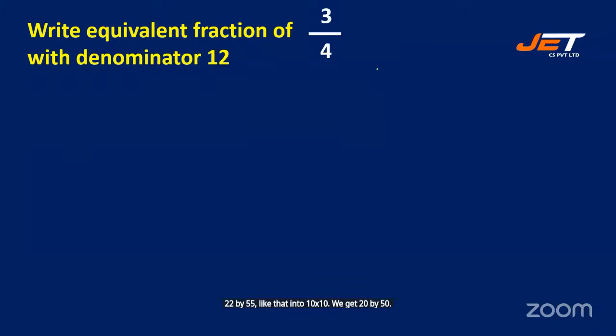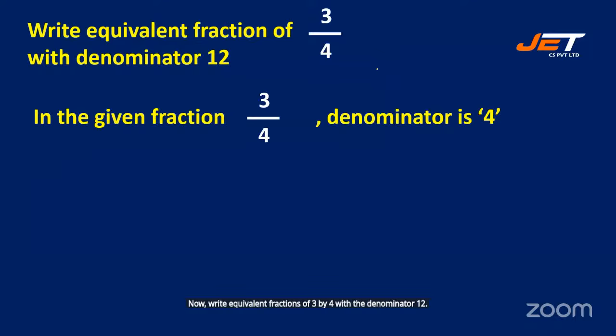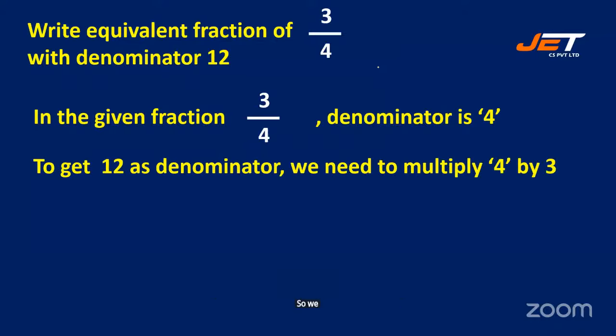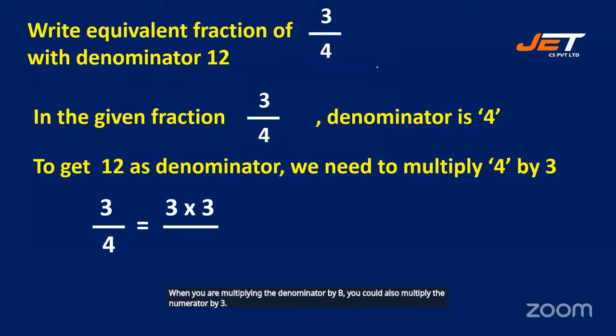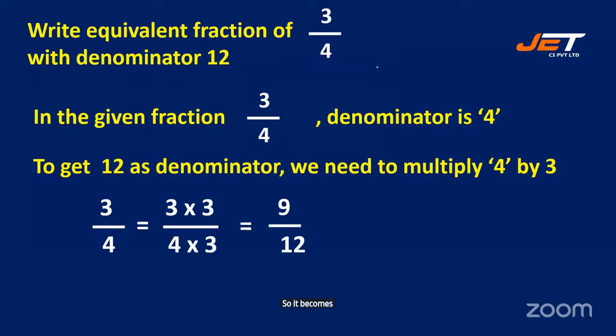Now write equivalent fractions of 3 by 4 with denominator 12. So in the given fraction, 3 by 4, the denominator is 4. So we have to make it 12, which means we should multiply by 3. When you are multiplying the denominator by 3, you should also multiply the numerator by 3. So it becomes 9 by 12.